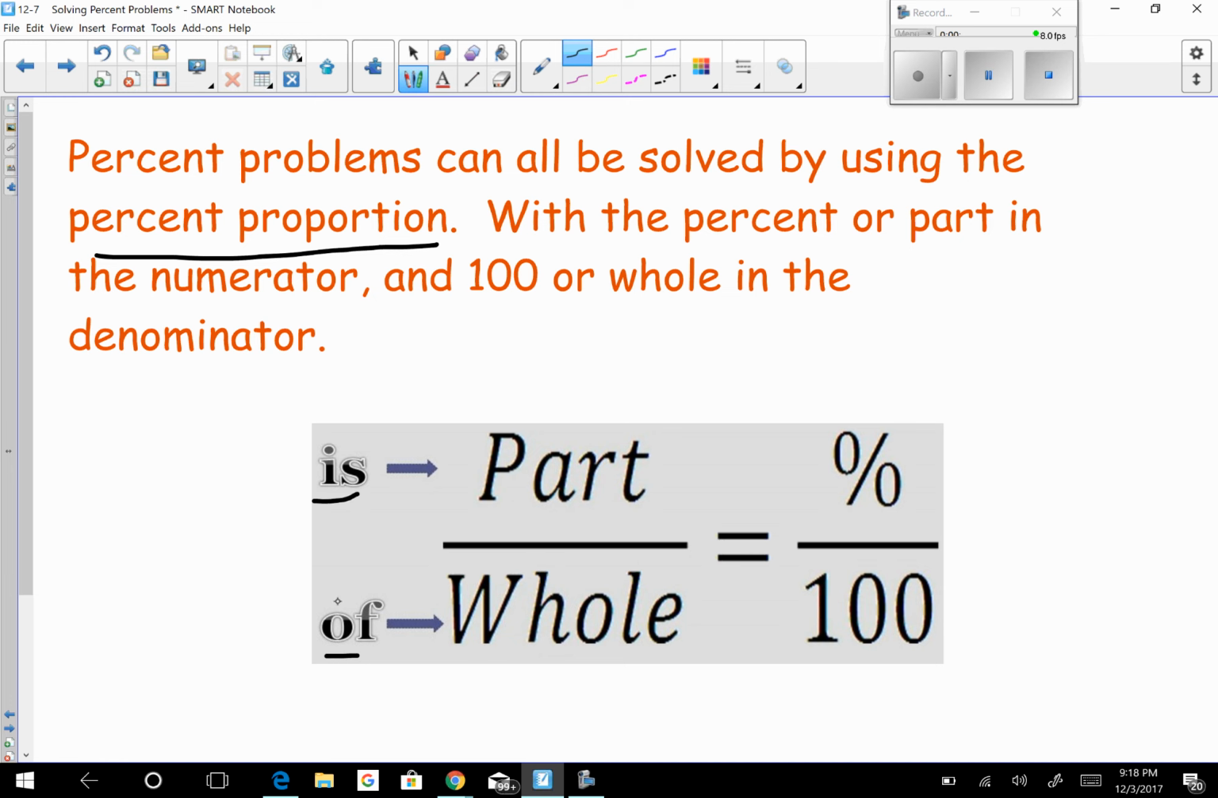So, I know we've said of talks about multiply, so this is one of those situations where you have to really interpret the problem here. So, blank is something of some other number. So that's how you'll see it. And so you'll know that the part always goes with the percent and the whole goes with the 100. Just remember, part and percent, they both start with P. So they go together on top.